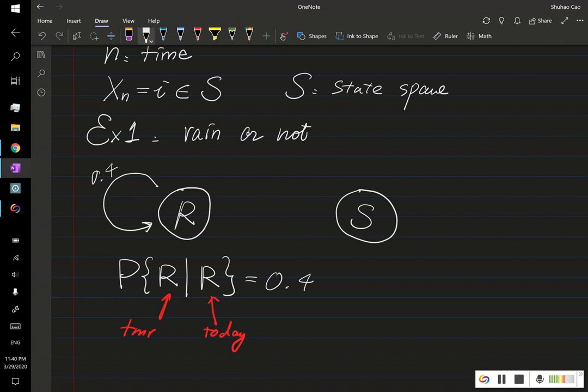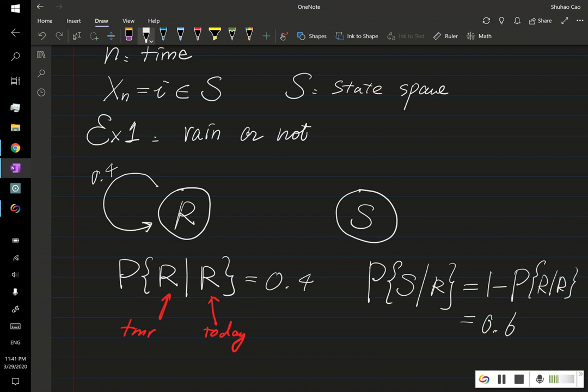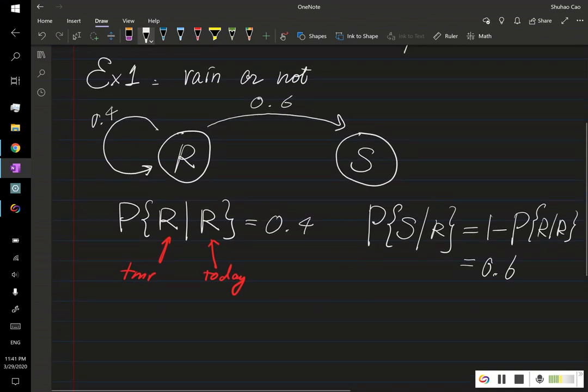And because there are only two states, this means the following. Given today it rains, tomorrow it's either gonna be raining or sunshine. So what we have here is actually 1 minus this probability, and this is 0.6. So this means if we're at this state, which is raining, it is possible to change to another state with 60% chance.